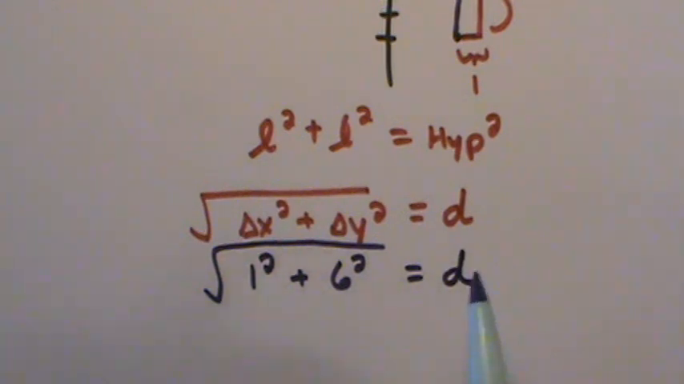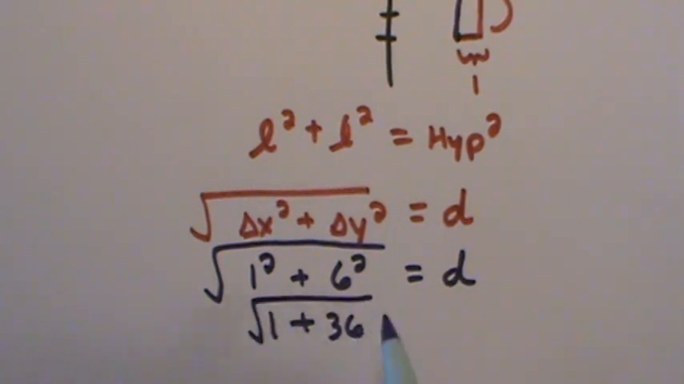I do have to follow the order of operations. This is considered like a set of parentheses. You got to square these first and then add them before you can root them. So 6 squared is 36, 1 squared is 1. So I have 1 plus 36 under a radical. And that would be 37.